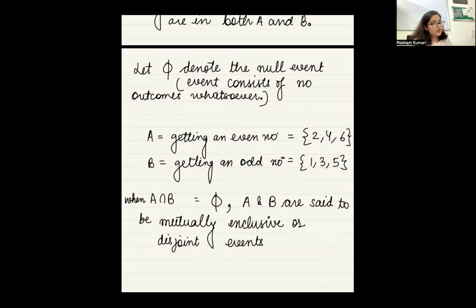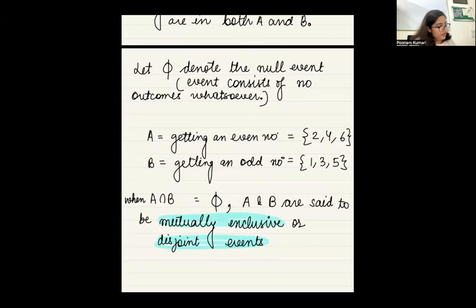So these two events, they are mutually exclusive. They have nothing in common. They are also called disjoint events. They have nothing in common. Okay. So that is the definition of mutually exclusive, or you can say disjoint events. Both of these terms mean the same, that their intersection is null.